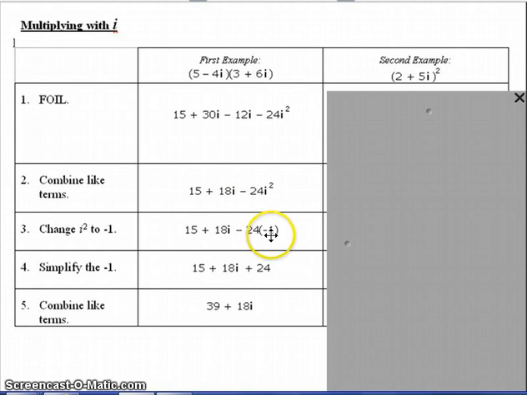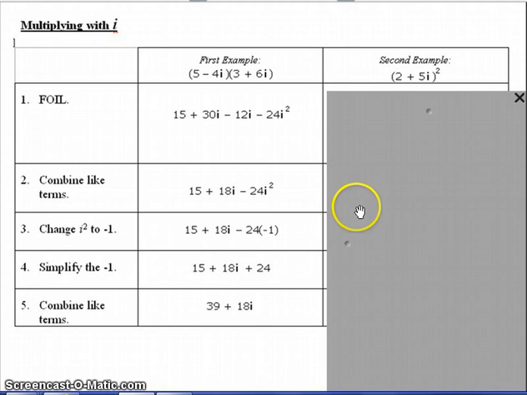Now I've got a trinomial, but the key point with i, remember, whenever you get i squared, that's just negative 1. So like I said before, the nice thing about i squared, you can think of it as just a shortcut to changing the sign and making yourself another integer. Negative 24i squared automatically becomes positive 24. That 24 can now be combined like terms with the 15, and I've got 39 plus 18i.